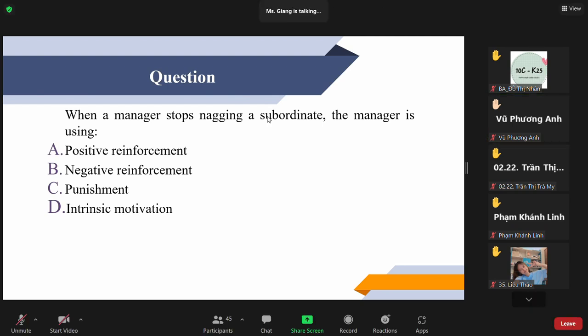Liêu Thảo, please. A, positive reinforcement. No. Why positive reinforcement? Positive reinforcement means giving reward. We have no reward here, right? So it cannot be A. So what's the correct answer?